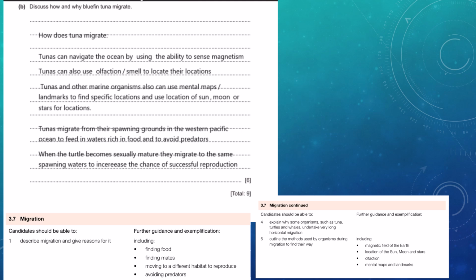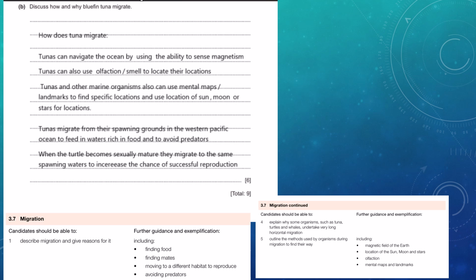So how do tuna migrate? Well, tunas can navigate the ocean by using different senses. I totally agree there. There's no doubt that tunas use olfaction, smell, to locate locations. But I also mentioned the other ones here because these are the ones the books mention. They also mention magnetism, the ability to sense that, mental maps and landmarks, and location of sun, moon, and stars.